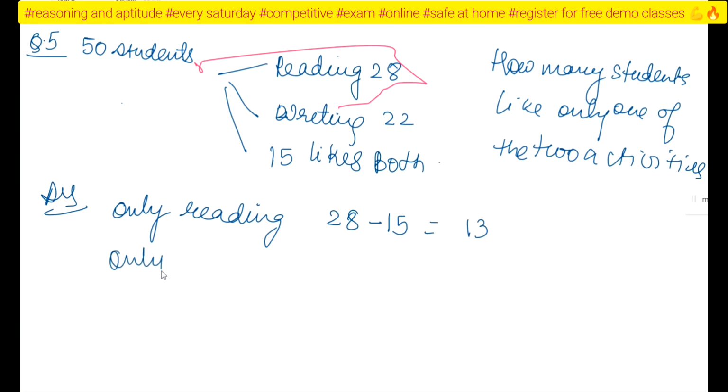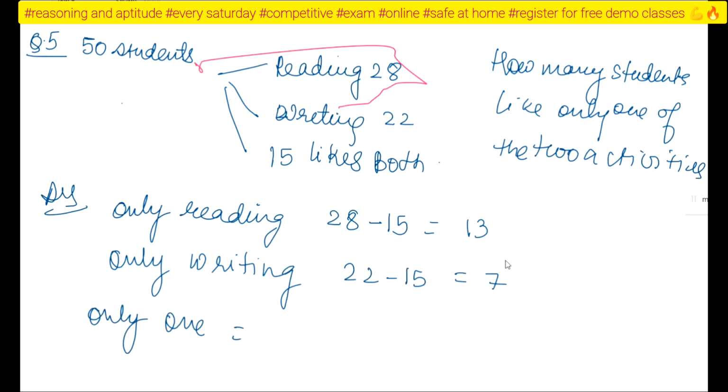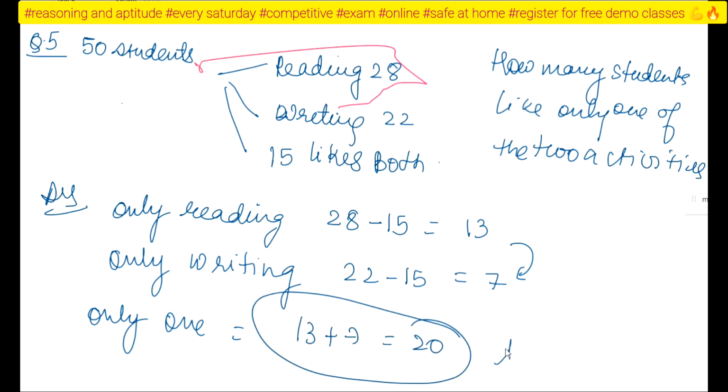Only writing. What will I do? 22 minus 15. So what will it be? 7. But only one, only one. So what will I do? I will just add 13 plus 7, which is equal to 20. So 20 students will like only one of the two activities.